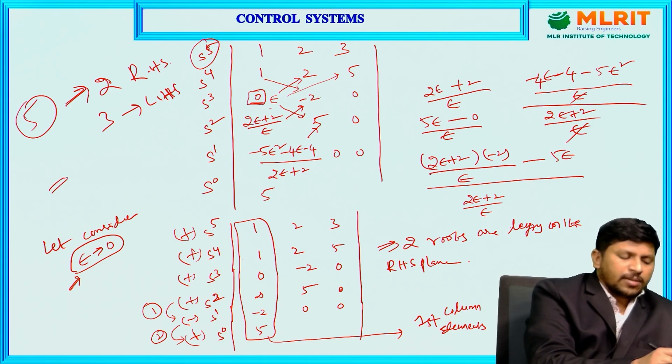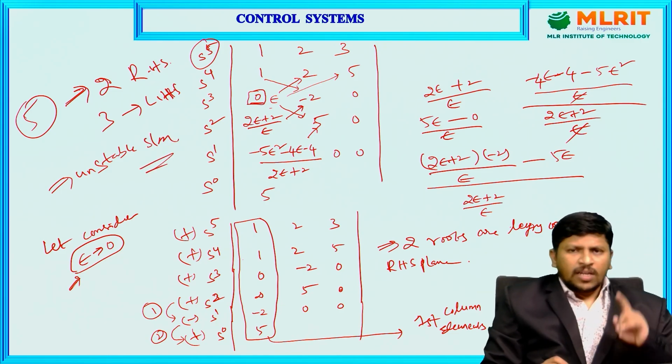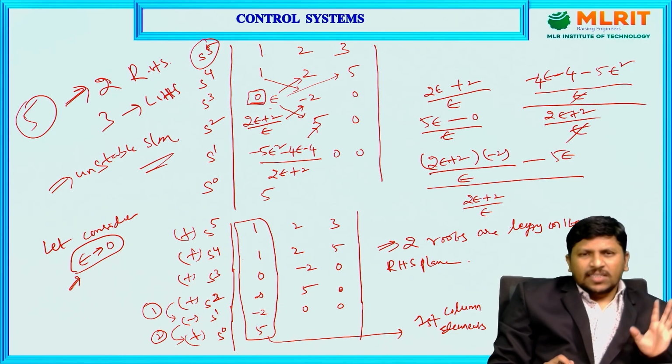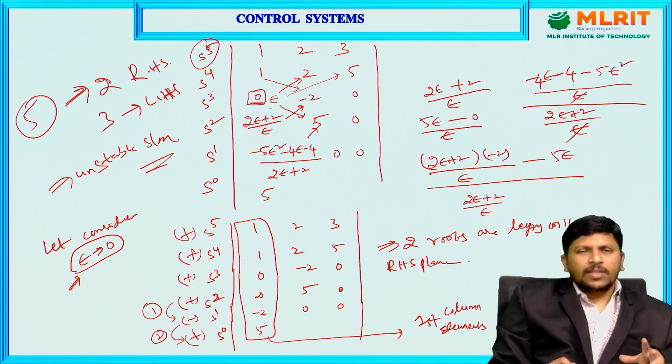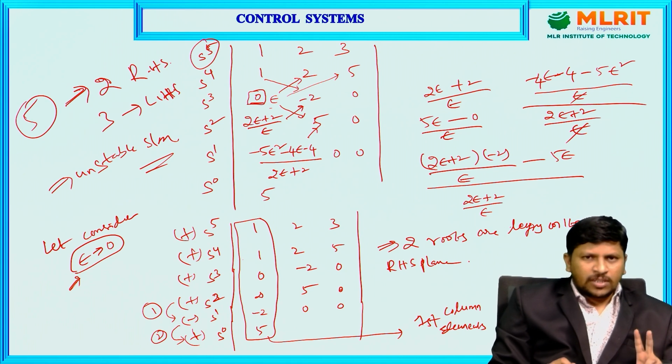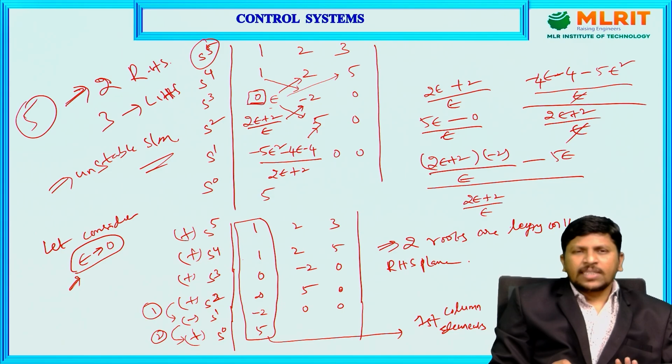So then the system is an unstable system. Why unstable? If at least one root is lying on the right half of the S plane, then the system is definitely unstable. All the roots of the characteristic equation, or polynomial equation, must be lying on the left half of the S plane. Then only we say the given system is stable. Otherwise, if at least one pole or one root is present on the right half of the S plane, then the system is unstable.